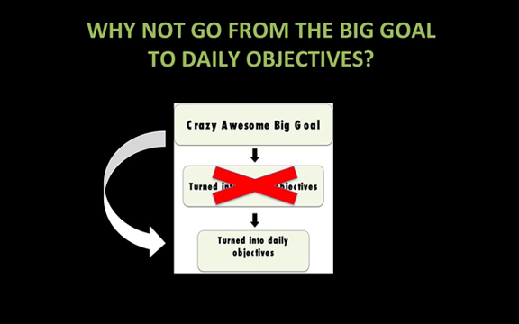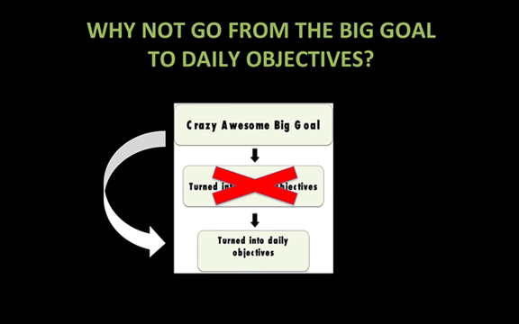I prefer to first put them into weekly objectives, and this is because I like to look at my weekly objectives every single week, once a week, and then turn those into daily objectives. It really allows me to do a lot of reflecting on the process and how the previous week went.